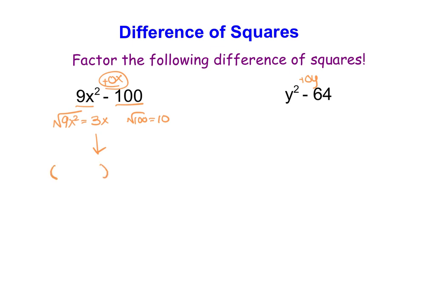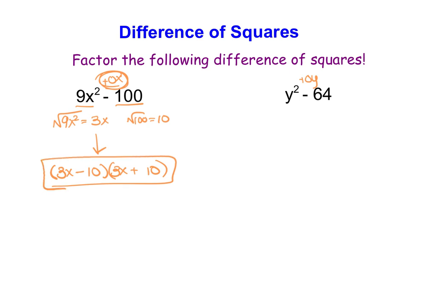So from here, I know that I'm going to have a 3x in the front of each. I'm then going to have a 10 in the back. And then because I want this middle term to be 0 here, I need to have one negative and one positive parenthesis. And there we go.